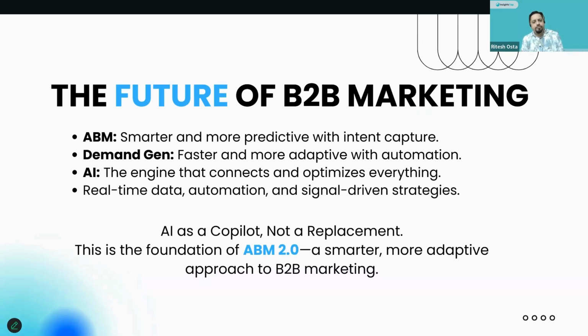So let me just wrap it up with these two points. The first is smarter, more effective, predictive workflows with intent capture, faster, more adaptive automation, the AI, the engine that connects and optimizes everything, and real-time data automation and signal-driven strategies. So this is the future of B2B marketing. Right? So there was traditional marketing, and now we are moving into the future of B2B marketing. Let's call it ABM 2.0.